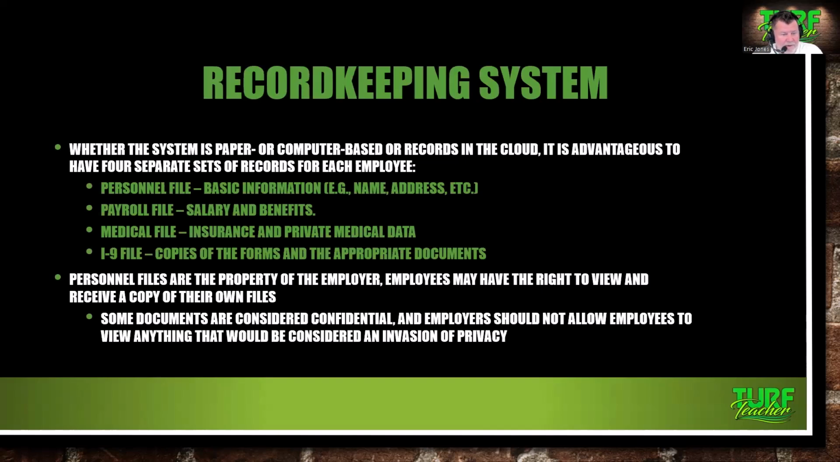Whether the system is paper, computer-based, or records in the cloud, it is advantageous to have 4 separate sets of records for each employee. Their personnel file: basic information, name, address, etc. Payroll file: salary and benefits. Medical file: insurance and private medical data. And then the I-9 file: copies of the forms and the appropriate documents. Personnel files are the property of the employer. Employees may have the right to view and receive a copy of their own files, and some documents are considered confidential. Employers should not allow employees to view anything that would be considered an invasion of privacy.